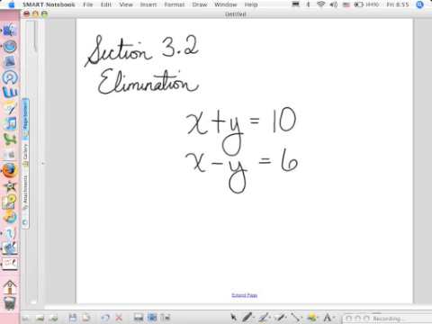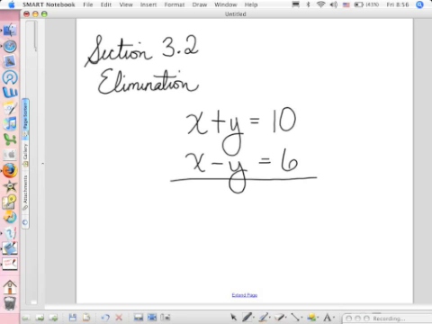Standard form. When you are doing elimination, your equations need to be in standard form. If they're not in standard form already, you can easily put them in standard form. We already worked on that. Now, elimination works like this. It's like a 3-column addition problem where you simply put the columns together.